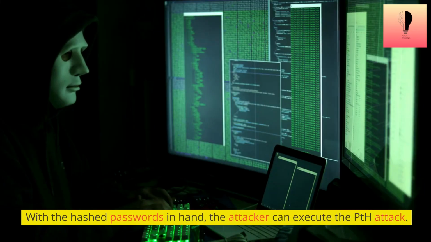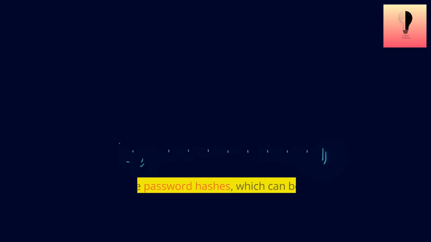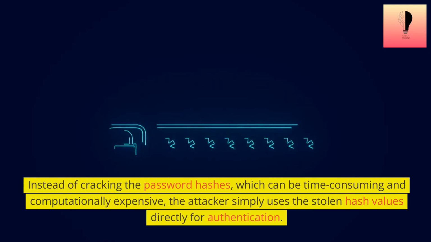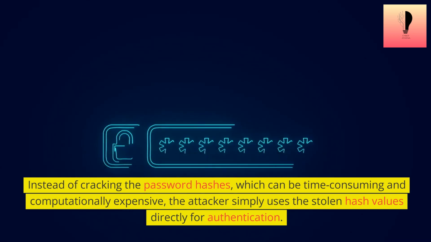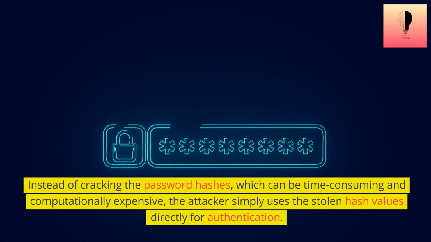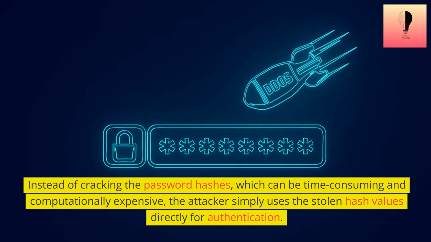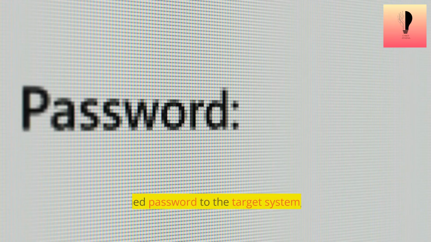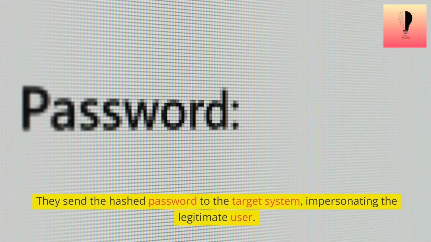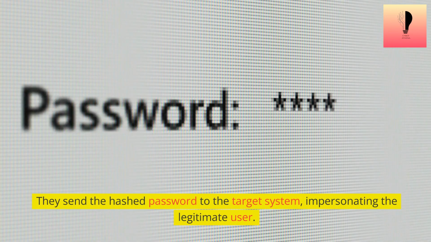These hashed passwords are derived from the user's passwords using a one-way cryptographic function. With the hashed passwords in hand, the attacker can execute the PTH attack. Instead of cracking the password hashes, which can be time-consuming and computationally expensive, the attacker simply uses the stolen hash values directly for authentication. They send the hashed password to the target system, impersonating the legitimate user.